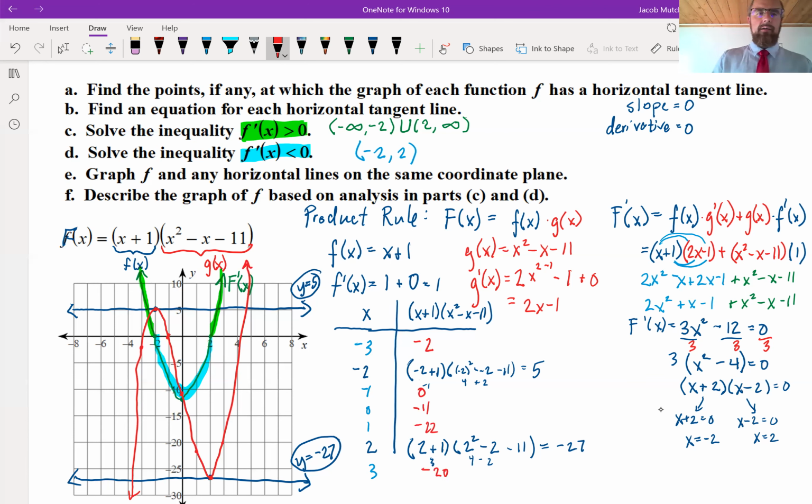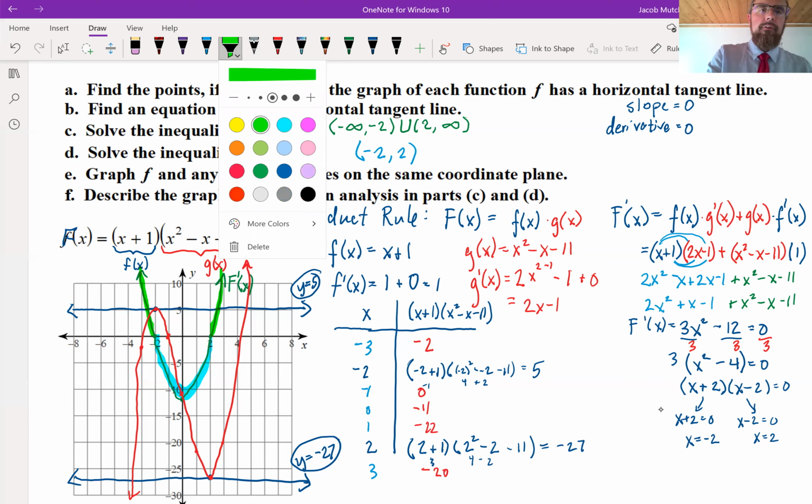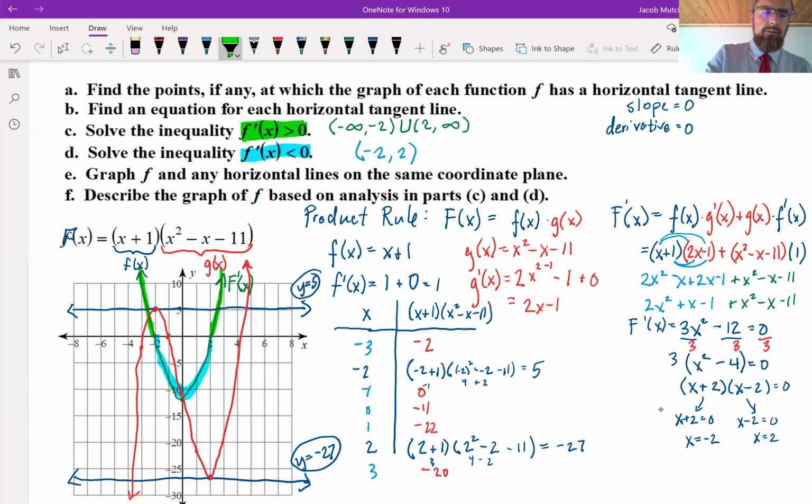Our last part is part F, to describe the graph of F based on what we said in part C and D. So that's really saying, okay, how does the sign of the y value of the derivative help me interpret the graph of the original function? Well, if I highlight the part of the function where the derivative is positive, again, that's this part on the original, so on that left arm, and then also on this right arm. And what I would ask you to consider is, what is the sign of the slopes of the tangent lines on those green highlighted parts?